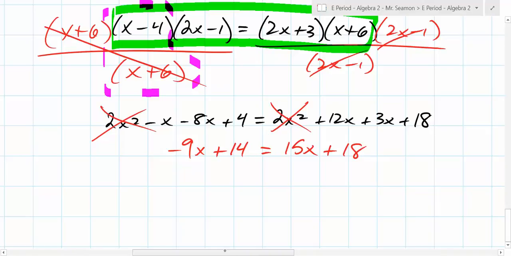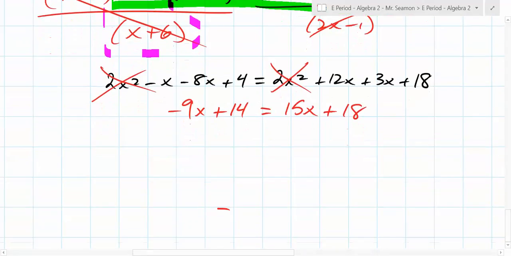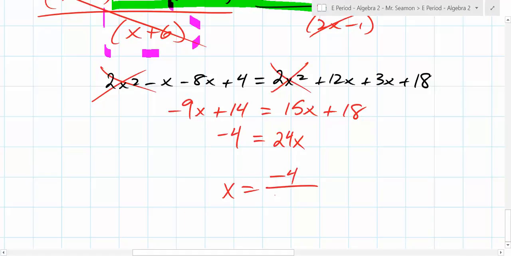Let's subtract 18. You get negative 4. That gets rid of that. Equals what? 24x. Is that it? Right? So what does x equal? Negative 4 over what?